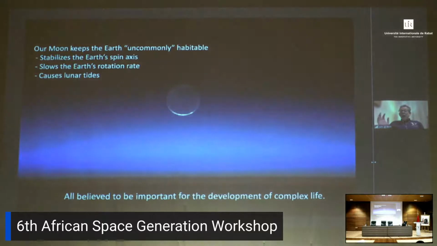So how is it that our planet, its tilt, its obliquity is so small in comparison to that of Mars? Well, it turns out it's the moon. Our moon keeps the Earth uncommonly habitable. It stabilizes the Earth's spin axis. It slows the Earth's rotation rate, and it causes lunar tides. These are all tremendously important, we believe, for life on Earth, for the emergence of life on Earth, and the development of complex life, us, humans.